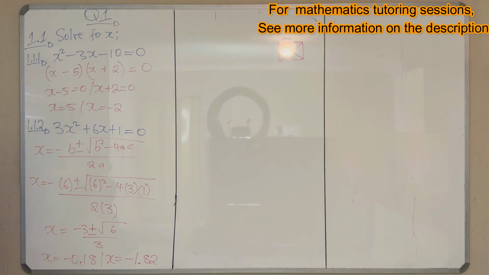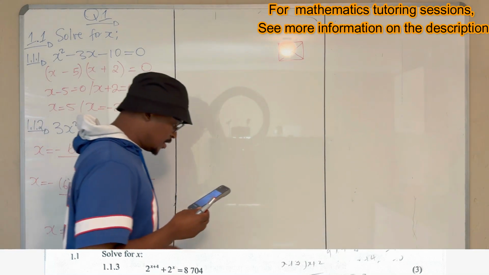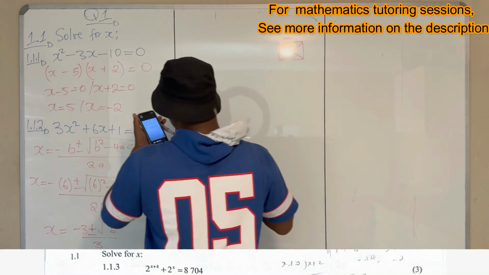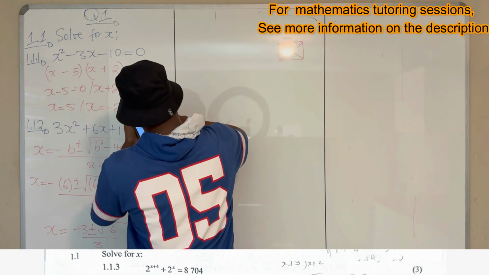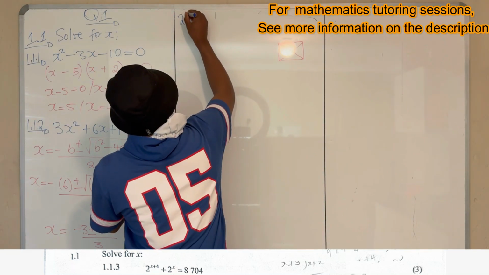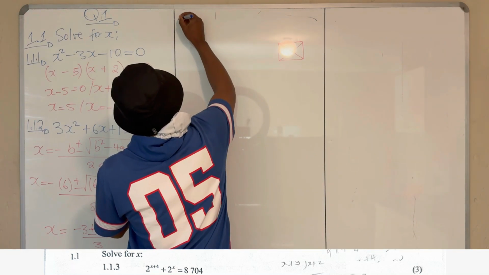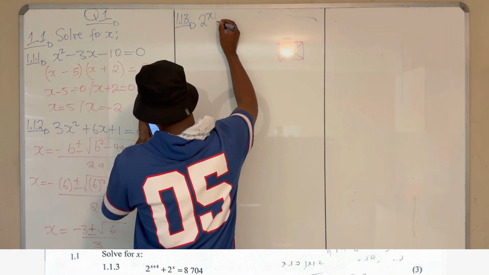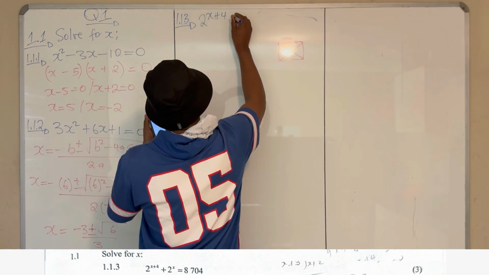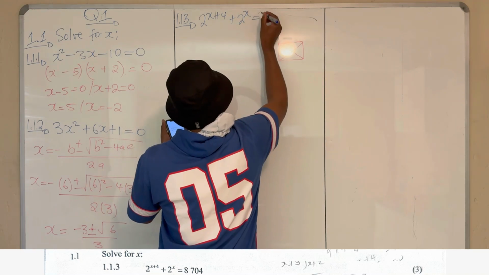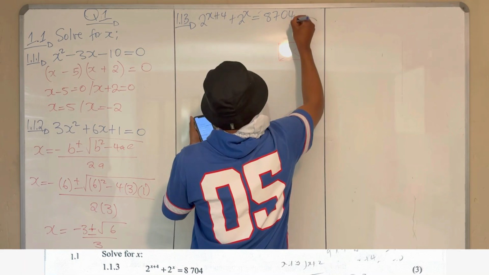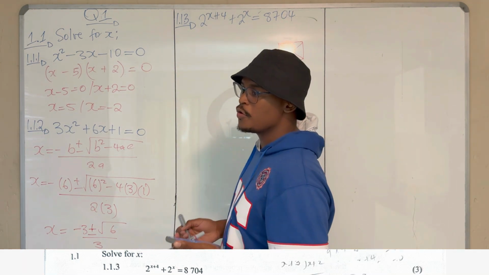Now we move to the next equation, and the next equation is an exponential equation. So what do we have? On this exponential, they say 2 raised x, or this is 1.1.3. So we're given 2 raised x plus 4 plus 2 raised x equals what? Equals 8704, right?